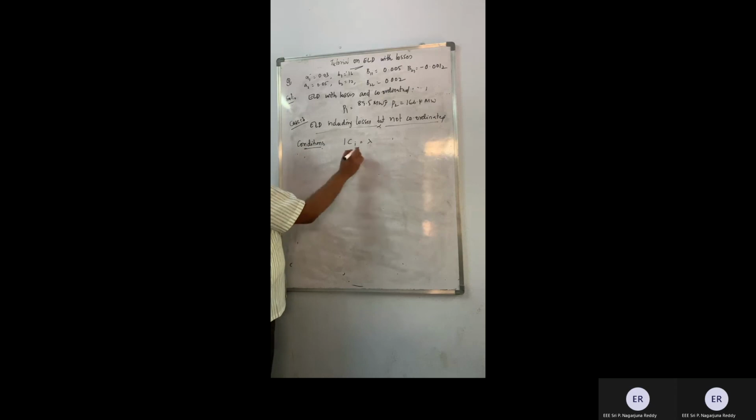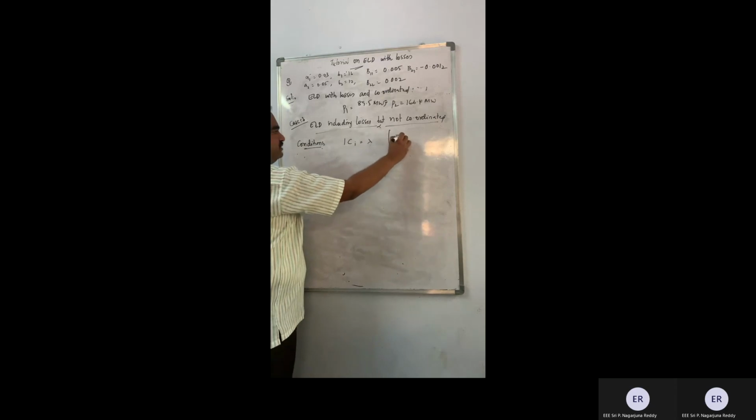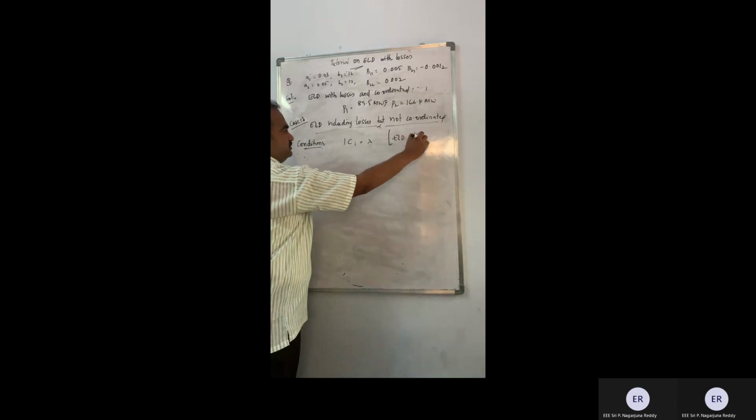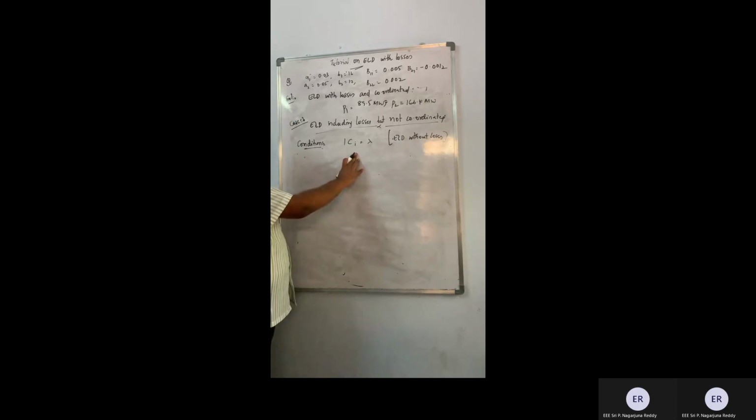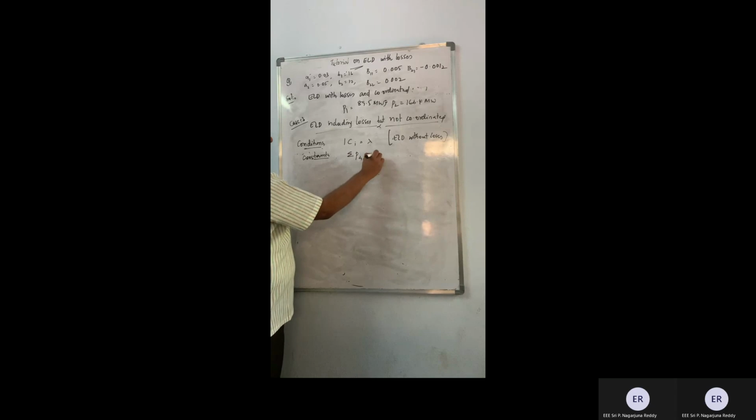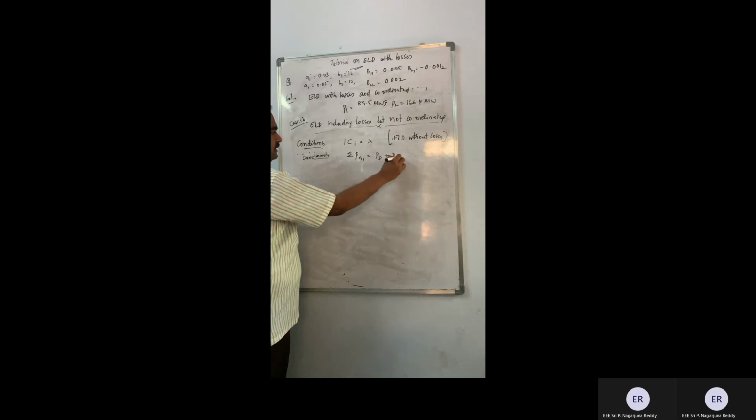But this is the condition for ELD without losses, or what we call the coordination equation without losses. This is the coordination equation which does not include losses. Okay? But the constraint, you are supposed to include.